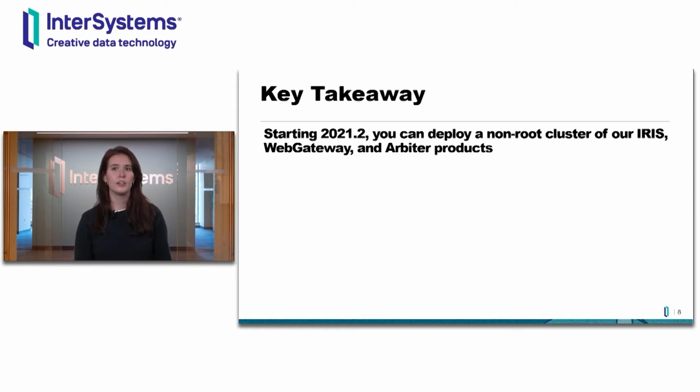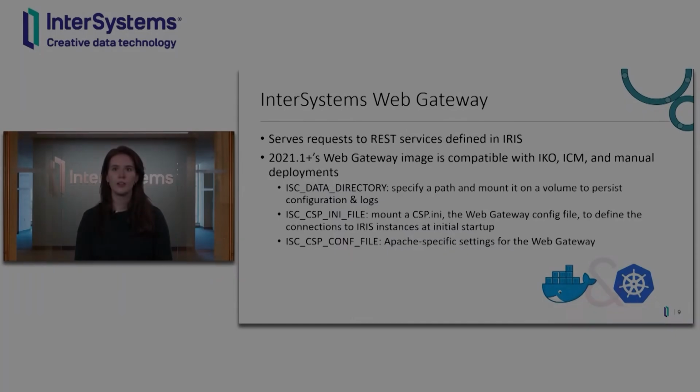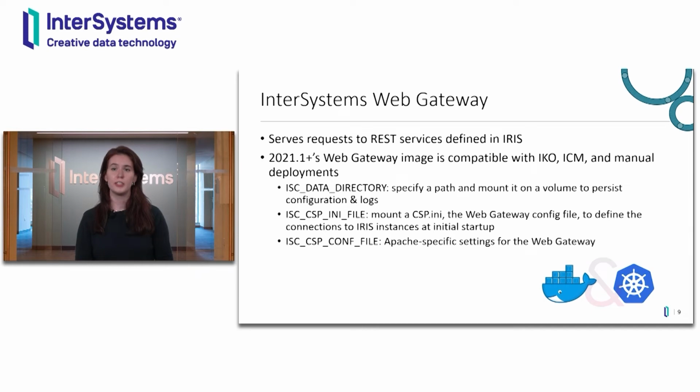The takeaway here is that starting with our 2021.2 release, you can deploy a cluster of IRIS, Web Gateway, and Arbiter products that's fully non-root. The second part of this presentation is particularly exciting to me as someone who tried to deploy the Web Gateway container before we updated it.